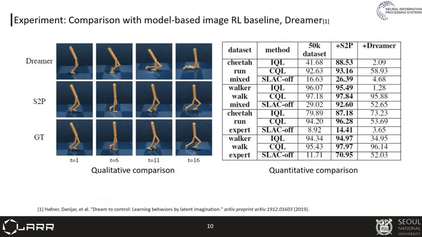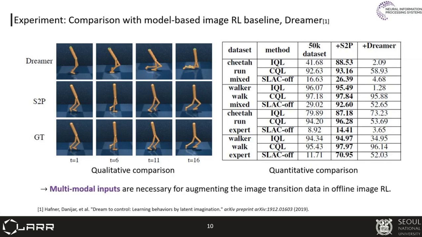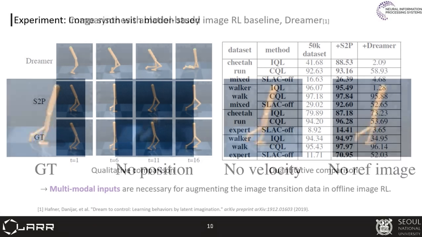To show why the multimodal inputs are necessary for augmenting the image transition data, we compare S2P with Dreamer, which only uses unimodal inputs. Even though Dreamer saw more previous step images compared to S2P, it still has difficulty in generating accurate posture, and the offline RL performance of the Dreamer-based augmentation is lower than that of S2P. Therefore, it supports the S2P's advantages obtained from multimodal inputs.